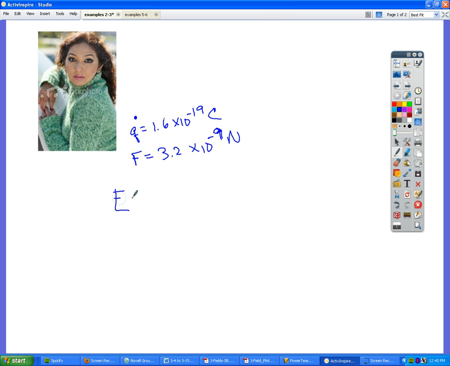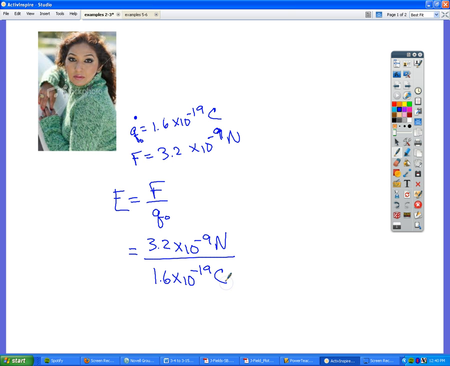Remember, electric field E is equal to force divided by that charge, which is Q. Sometimes you'll see they'll use a little O there, or sometimes they call that a naught, in order to signify that's the test charge. So the force is 3.2 times 10 to the negative 9th newtons. We're going to divide that by our charge, which is 1.6 times 10 to the negative 19th coulombs. If you do your math, you should end up with 2 times 10 to the 10th newtons per coulomb.